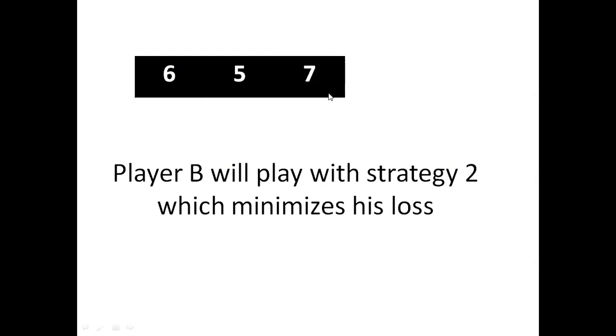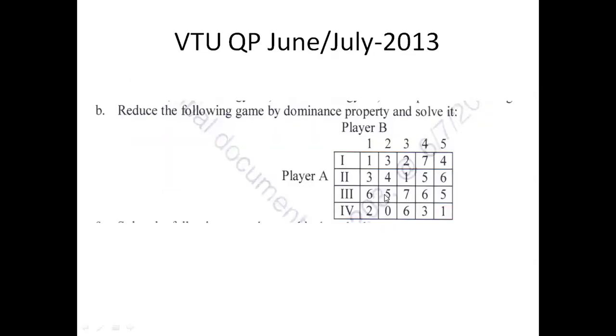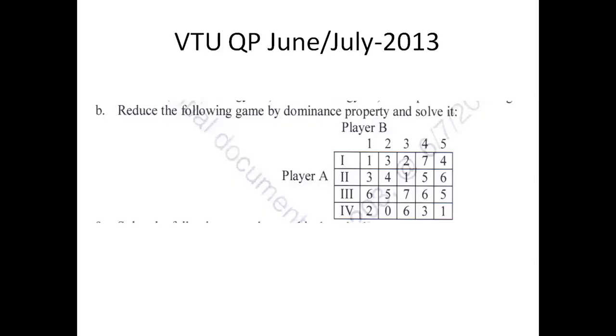This 5 comes in the second strategy. Player B plays with the second strategy, and let us go back to the original problem. Player B plays with the second strategy, whereas player A plays with the third strategy where the 5 exists. The third strategy is the optimum strategy for player A. The second strategy is the optimum strategy for player B, and 5 is the value of the game.